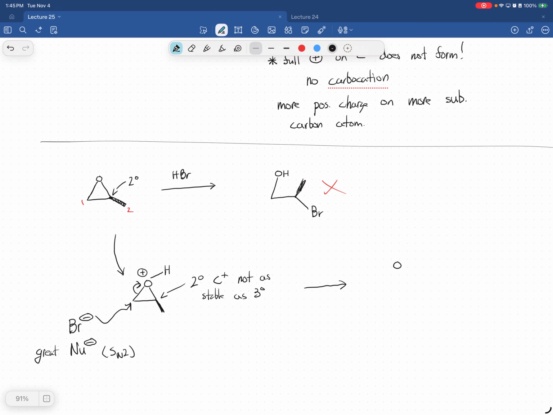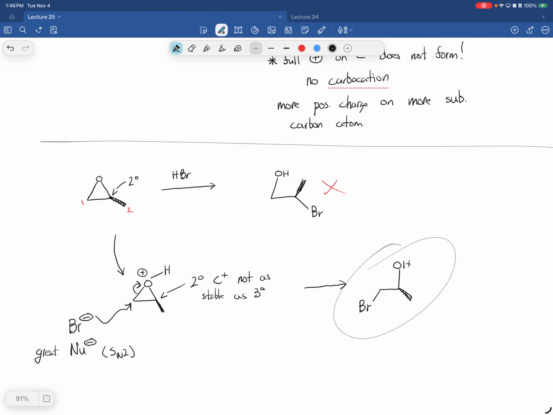All right, so what you get here is OH. Okay. So you get the opposite regioselectivity. So this is the product you actually form. All right, so that's something to keep in mind for your reactions here. Okay, so be able to draw the mechanism, so you might have to show some arrows, and then be able to predict the product. All right.